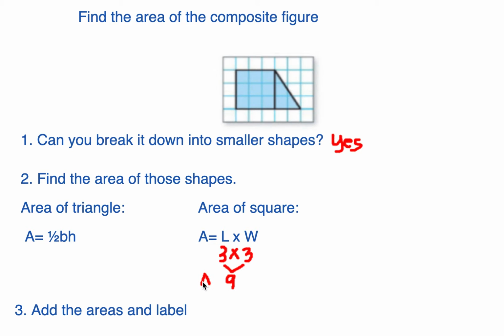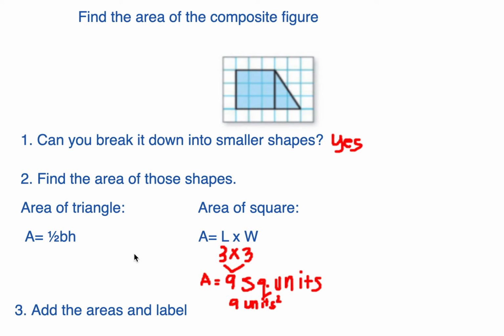So my area for the square is 9 square units. And of course, you can always write units with a little 2 up there. That is the same thing. That's 9 square units or 9 square units like this.